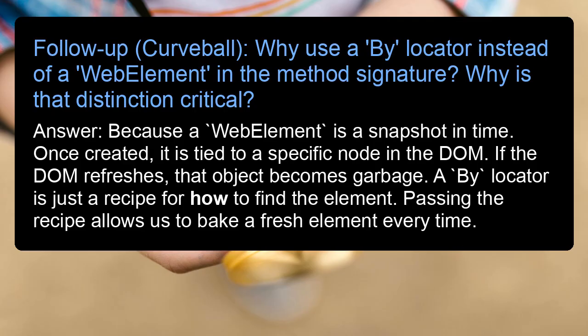Follow-up curveball, why use a By locator instead of a WebElement in the method signature? Why is that distinction critical? Answer: because a WebElement is a snapshot in time. Once created, it is tied to a specific node in the DOM. If the DOM refreshes, that object becomes garbage. A By locator is just a recipe for how to find the element. Passing the recipe allows us to bake a fresh element every time.